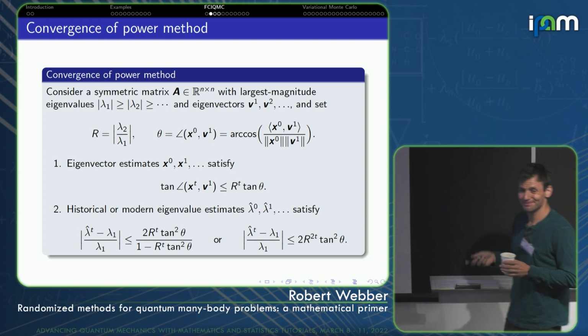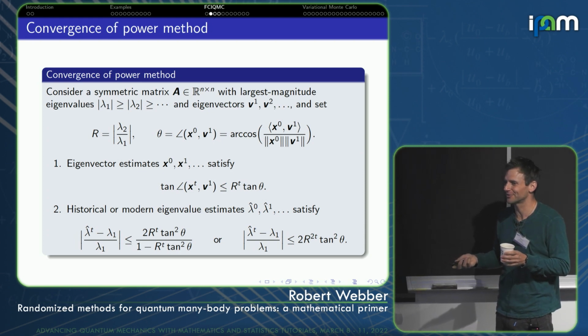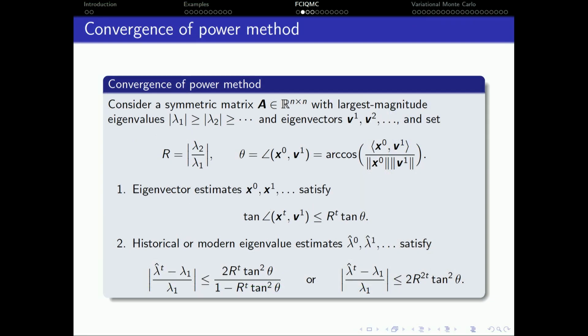Here's the first math result. There will be several in this talk, so bear with me, or if you like this sort of thing, then I'm really happy to go into the details. The power method converges pretty nicely, depending on a relative spectral gap. So I've written this all out with all the details.